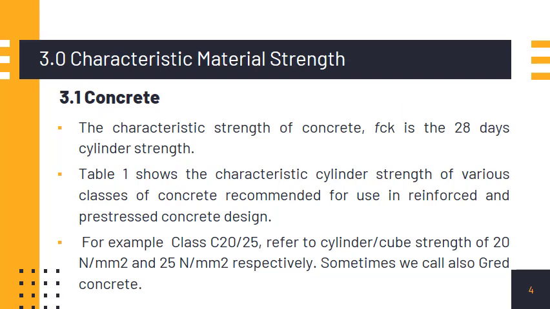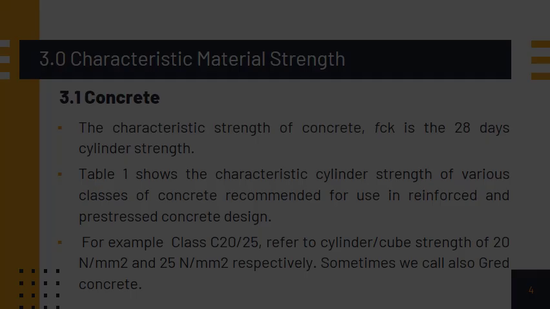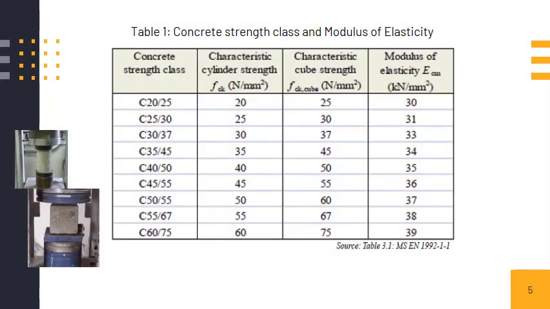Normally, we call class C20/25, which refer to 20 Newton per millimeter square for cylinder strength and 25 for cube strength. Sometimes we also call it as a grade concrete. Table 1 provide concrete strength class measured in cylinder and cube sample. Modulus of elasticity of concrete is also presented.